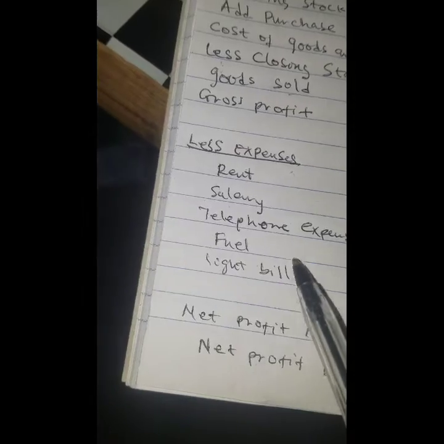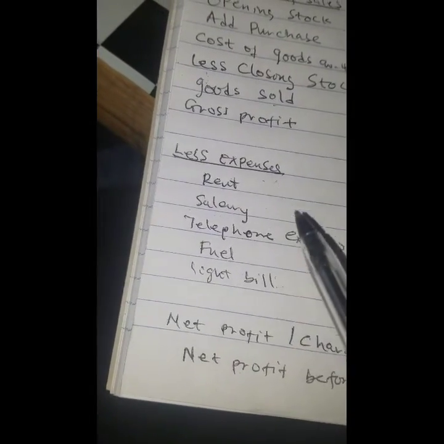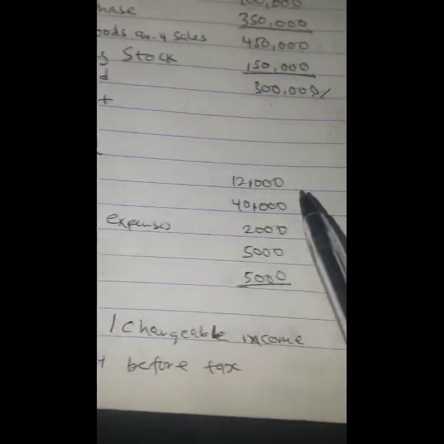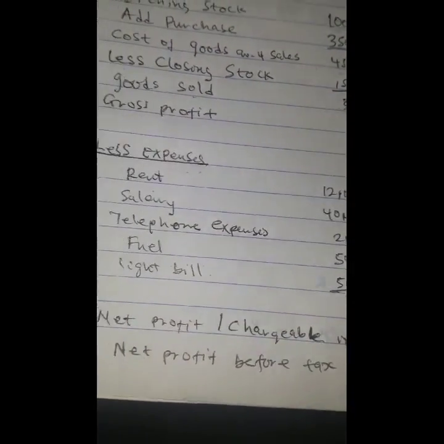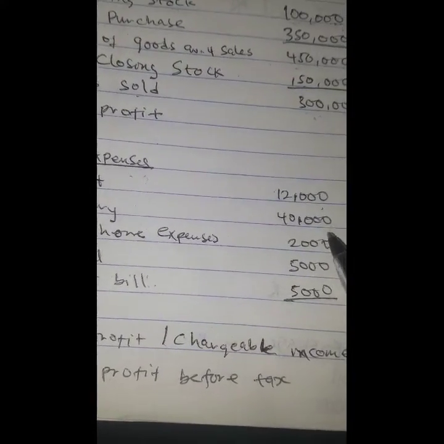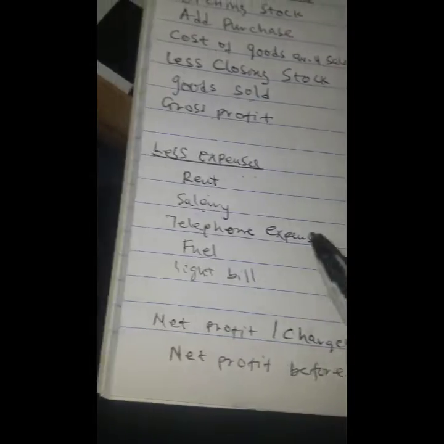I take these few expenses because it is just an example for you to understand how it is being done. So we have our rent. We assume that our rent for the year is 12,000. We assume that we pay all our workers at the end of the year. We are supposed to pay 40,000.